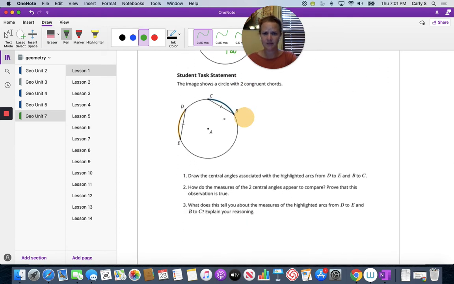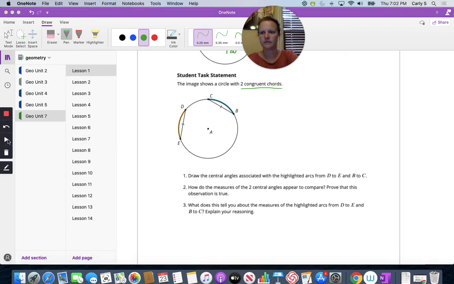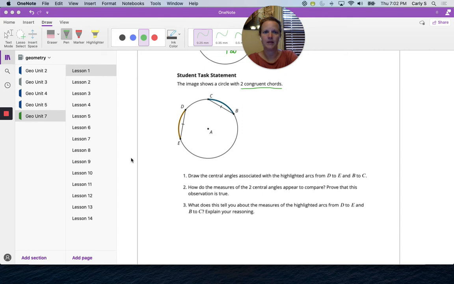So let's talk about this one. This image shows a circle with two congruent chords. That means the distance from E to D is the same as the distance from C to B. Draw the central angles associated with the highlighted arcs from D to E and B to C. No applet.